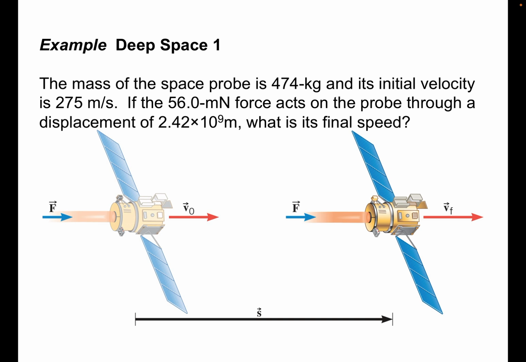Let's use the work-energy theorem to solve this problem about the Deep Space One probe. Its mass is 474 kilograms and it starts at 275 meters per second. We apply a very, very small force, 56 millinewtons, over a huge displacement of 2.42 times 10 to the 9 meters. What is the final speed?